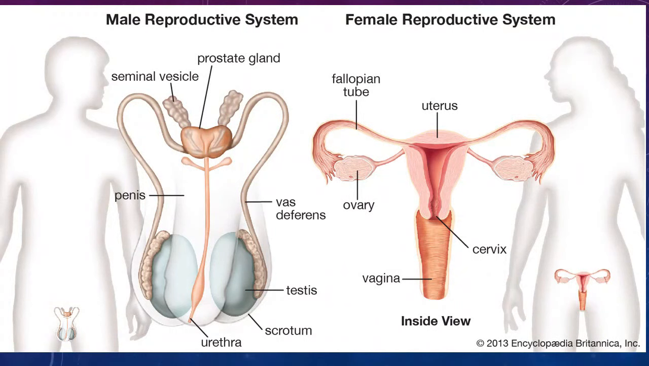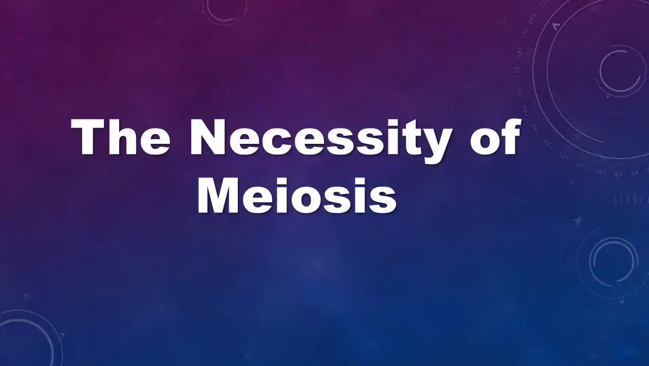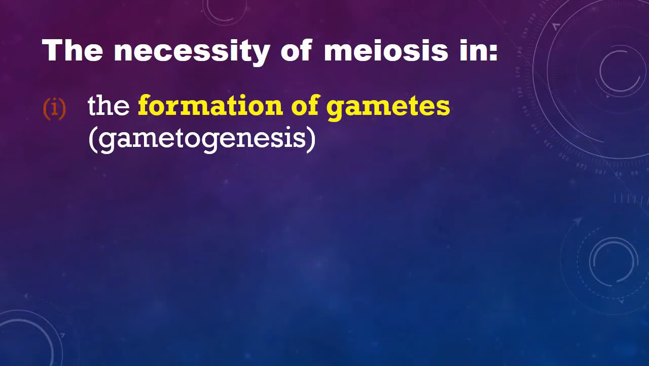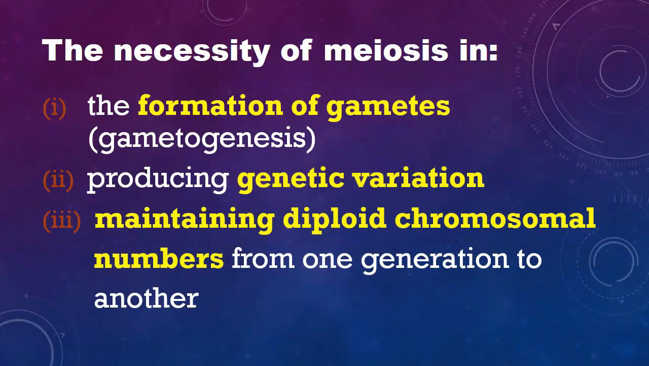These 2 diagrams show the male reproductive system and female reproductive system. These are testes. These are ovaries. So these are the organs where meiosis takes place to produce gametes. What are the necessities of meiosis? Today we are going to look at the need of meiosis in the formation of gametes, gametogenesis, producing genetic variation, and maintaining diploid chromosomal numbers from generation to generation.